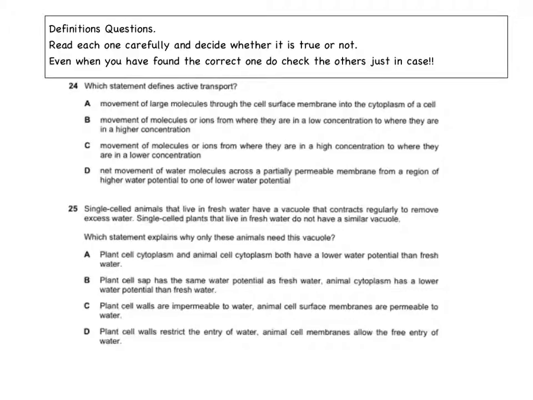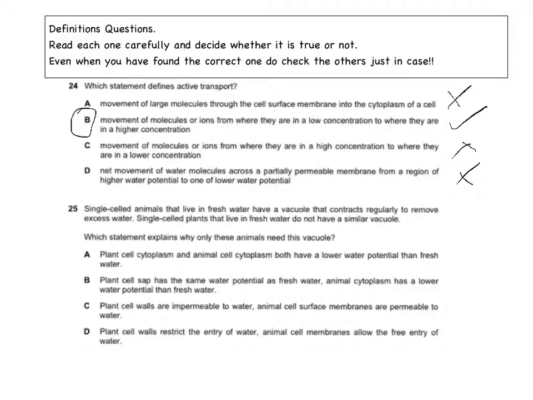You often get definitions questions in multiple choice papers, and the trick is to read each definition carefully and decide whether it is true or not. Once you've found the correct one, do check the others just in case. So, which statement defines active transport? The movement of large molecules through the cell surface membrane? No. The movement of molecules of ions from where they're in low concentration to where they're in high concentration? Yes. Let's just check the others. Movement of ions from high to low? No. Movement of water molecules? No. So the answer is definitely B there.